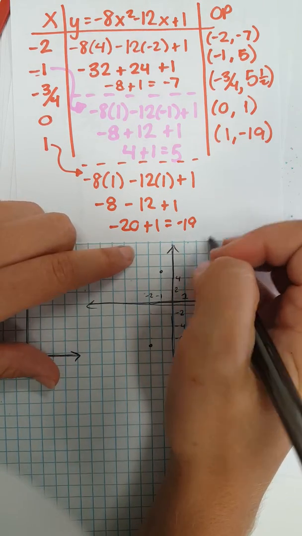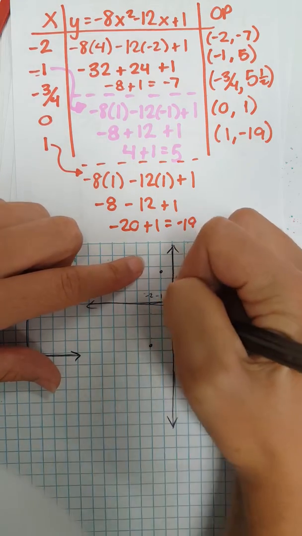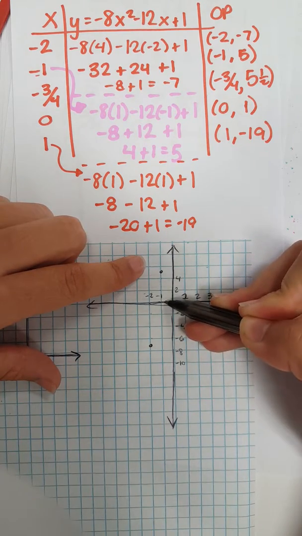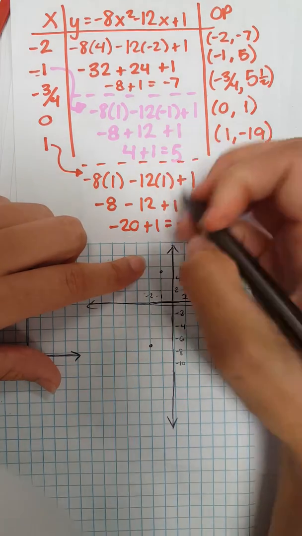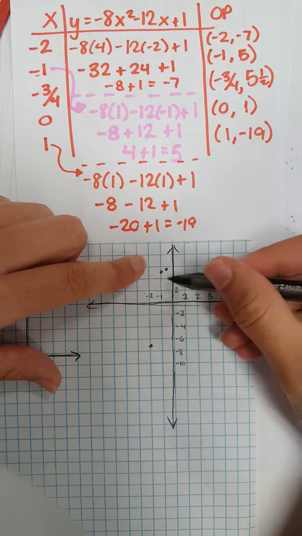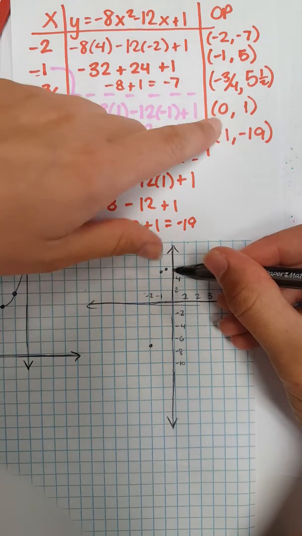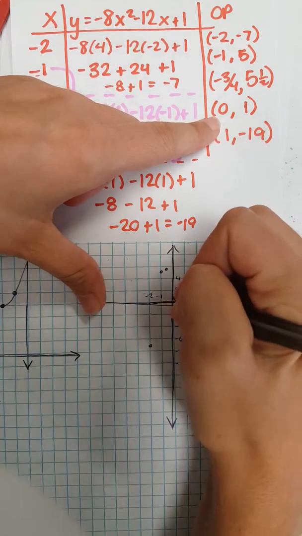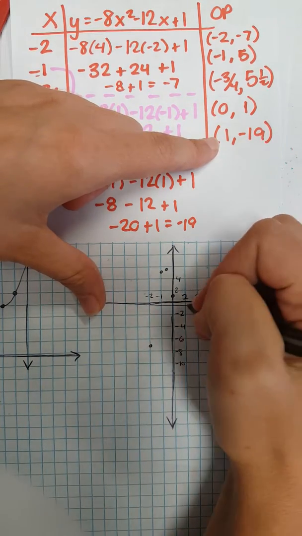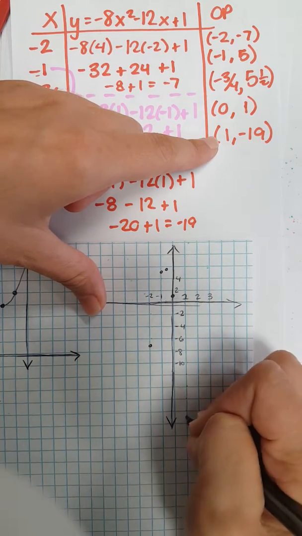Negative 3 quarters, 5 and a half. So negative 3 quarters. Notice it's not quite to 1, it's just a little bit above half. And then 5 and a half. It's going to be somewhere in there, because here's 5, so there would be 5 and a half. 0, 1. 0, 1, 1, negative 19, 10, 12, 14, 16, 18, 19.